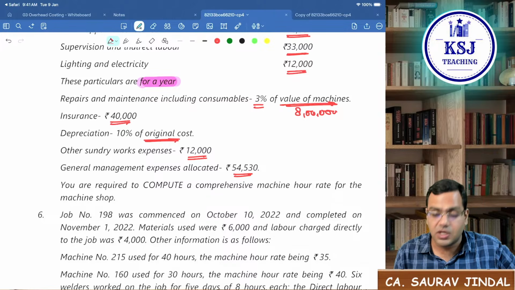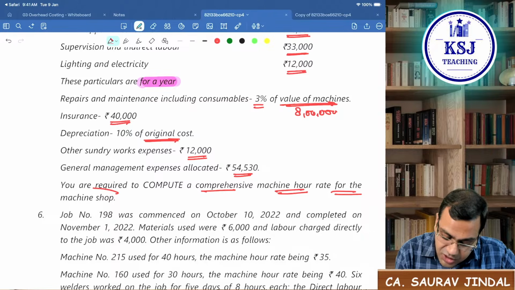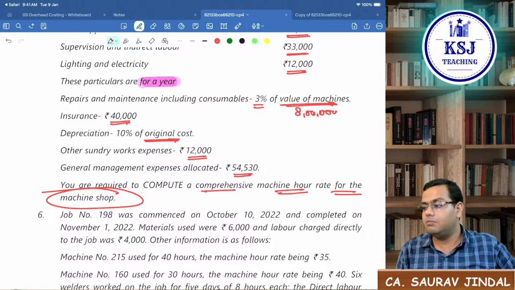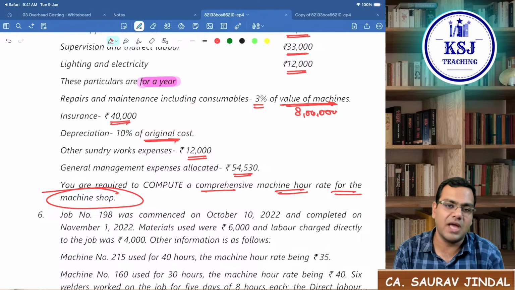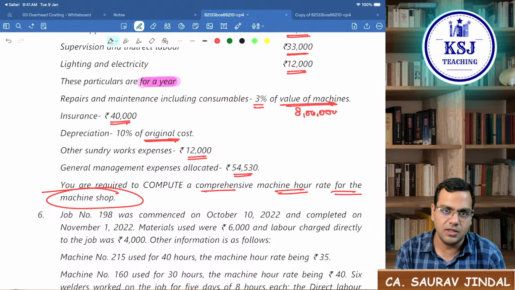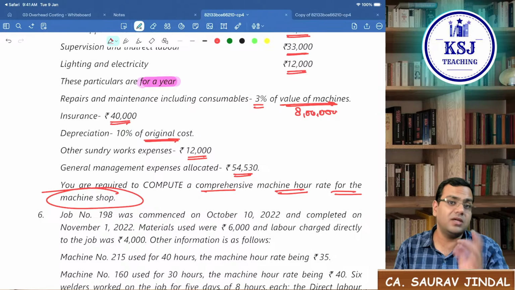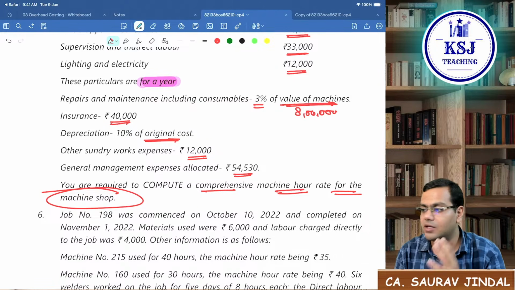You are required to compute a comprehensive machine hour rate for the machine shop. Machine shop means for the total of 8 machines you have to calculate the machine hour rate, and it is not to be done for just one machine. So please read the question very carefully. I am repeating this again and again: read the question very carefully.